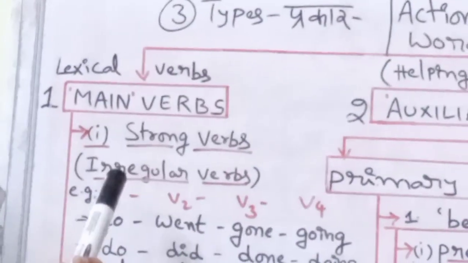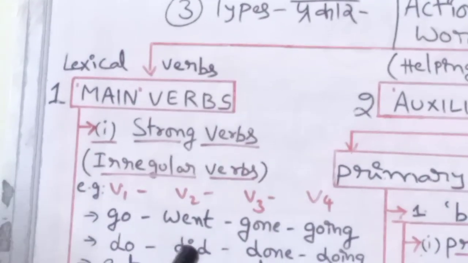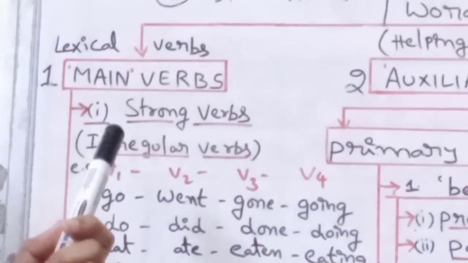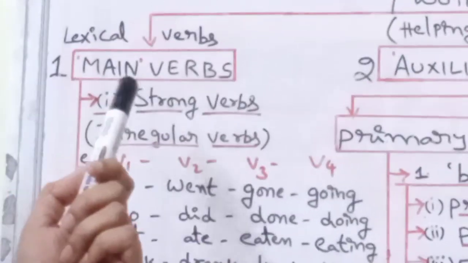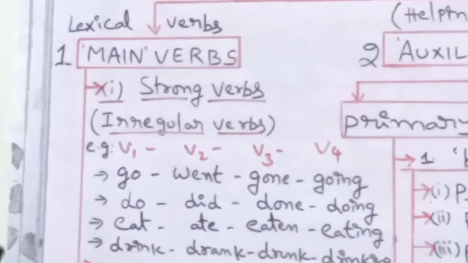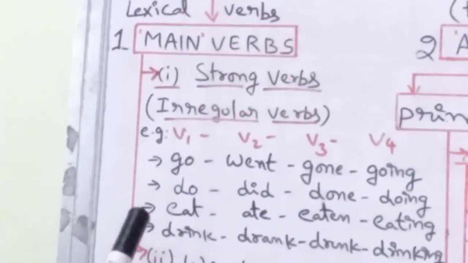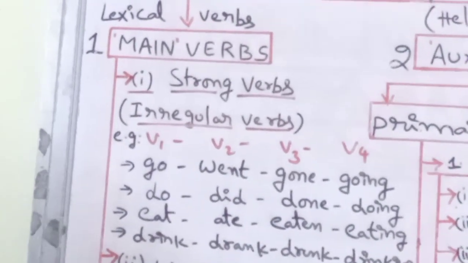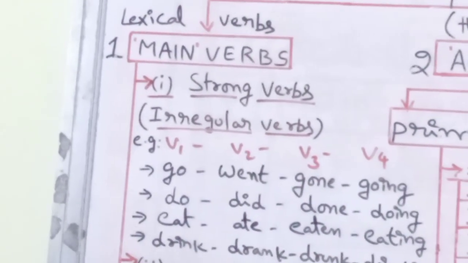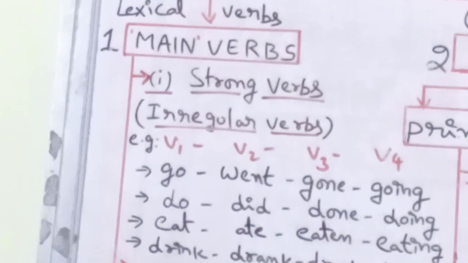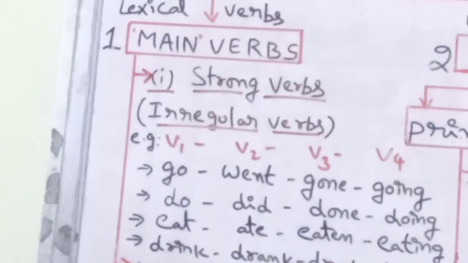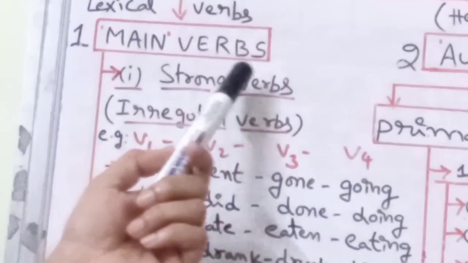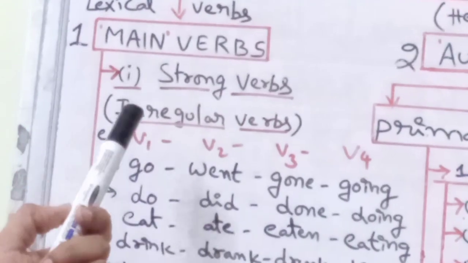Main verbs are otherwise known as lexical verbs. Lexical verbs, because lexic is a Greek word. According to the Greek language, lexic means word. Lexicology, you might have heard the word lexicology. Lexicology is nothing but the study of science that deals with the origin of words and their meanings in any language. That is lexicology. So main verbs, you can also call lexical verbs.